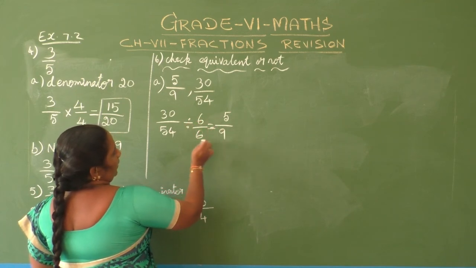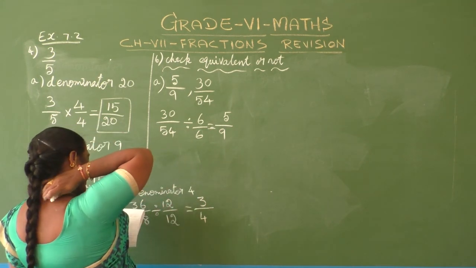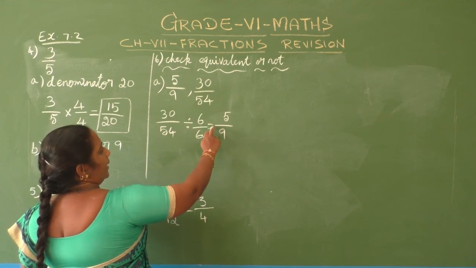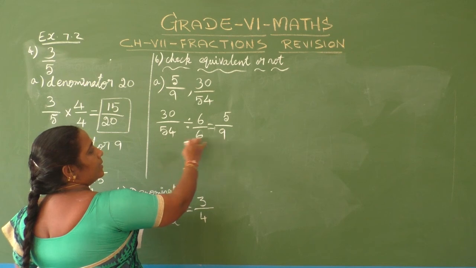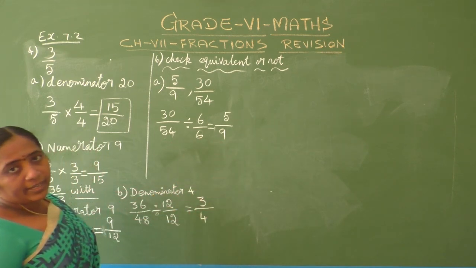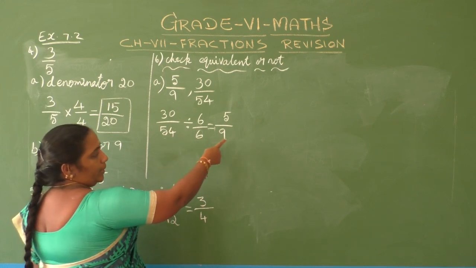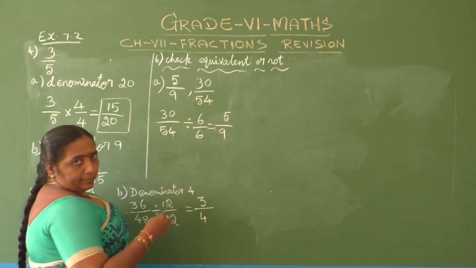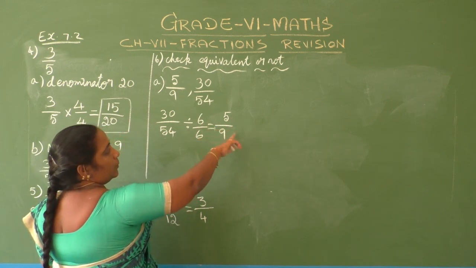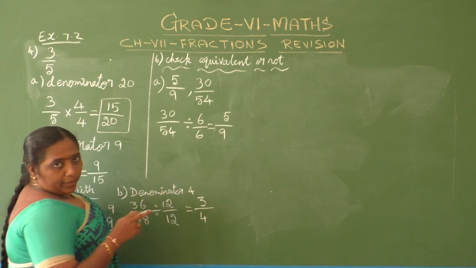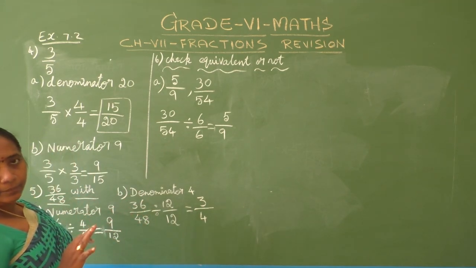See, 6 9s are 54. So we find the answer 5 by 9. That means 30 by 54 and 5 by 9, these two fractions are equivalent fractions. Because when we simplify 30 by 54, we get 5 by 9. Otherwise, if we multiply 5 by 9 with 6 by 6, we get 30 by 54. So both fractions are equivalent fractions only.